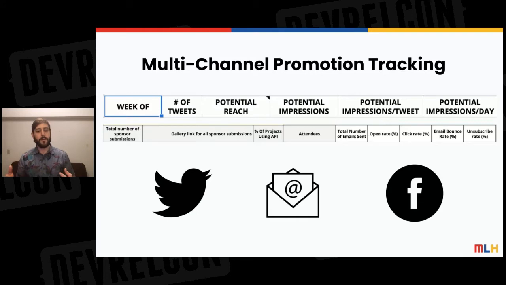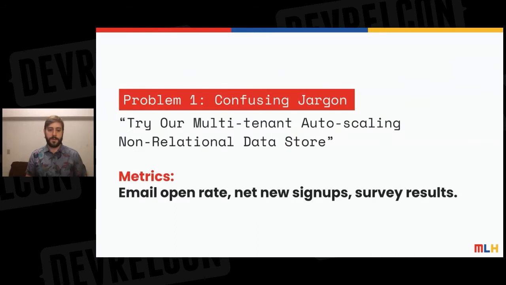But we found that the metrics were often obscuring or revealing deeper problems with how we actually crafted the marketing here. So the first problem we identified with this was that the jargon that we were using for marketing was really confusing.